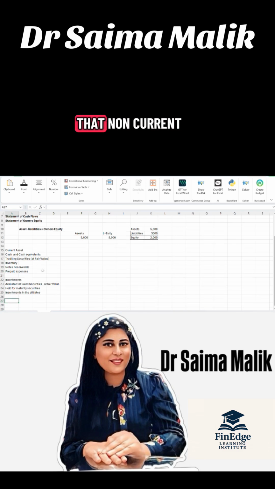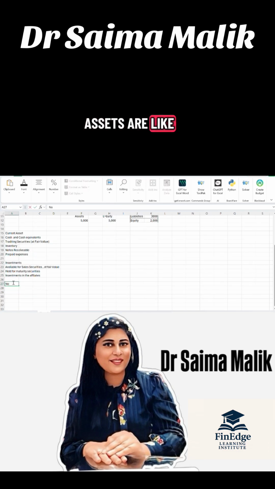Other than that, non-current assets are like your machinery, machines, or anything that is not quickly convertible into cash.